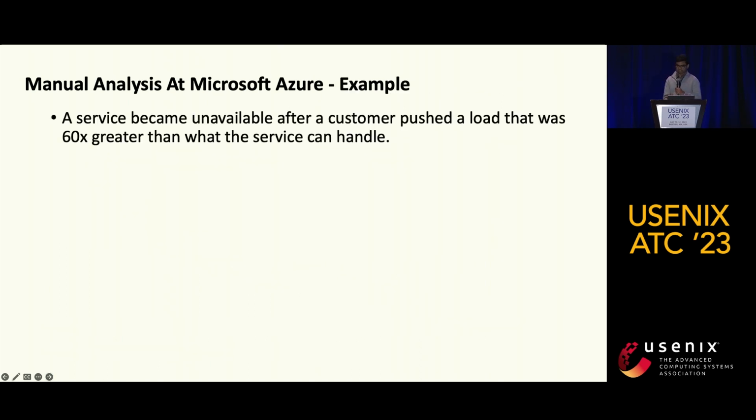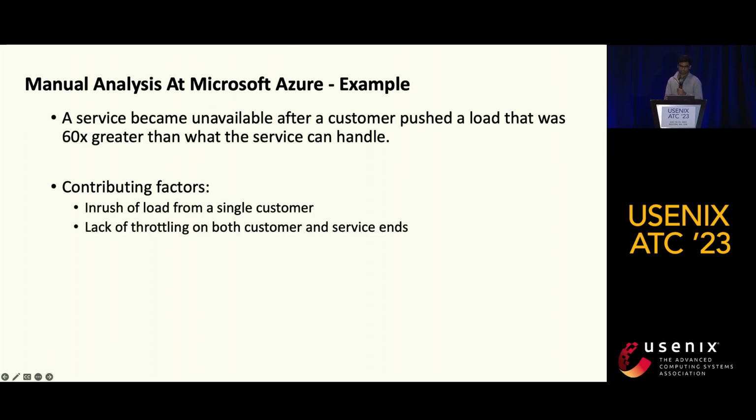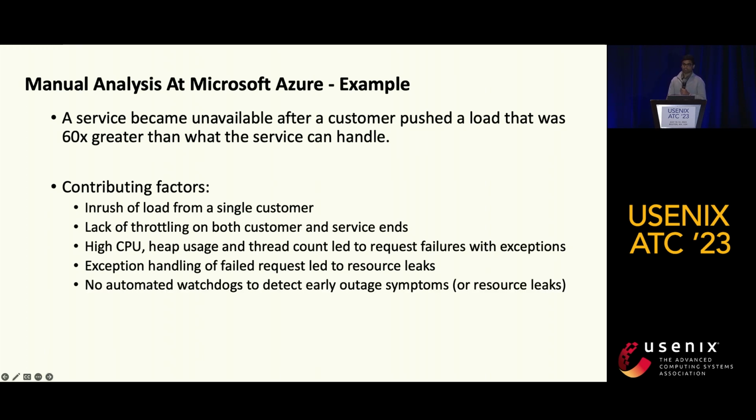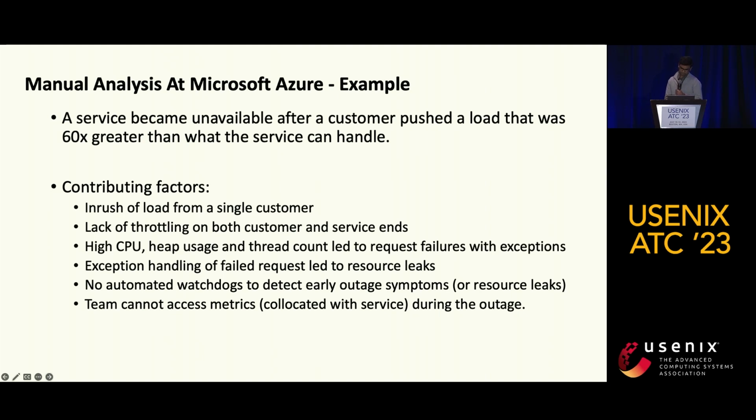As an example, let's consider a service which became unavailable after a customer pushed a load that is greater than what the service is designed to handle. We identified the following contributing factors. First, there was an inrush of load from a single customer. Then, there was no throttling on both customer and service ends, which caused high resource usage, leading to request failures with exceptions. And poor exception handling led to resource leaks. And there were no automated watchdogs to detect these symptoms or any of these resource leaks. And the team could not access the metrics during the outage because the metrics were co-located with the service.